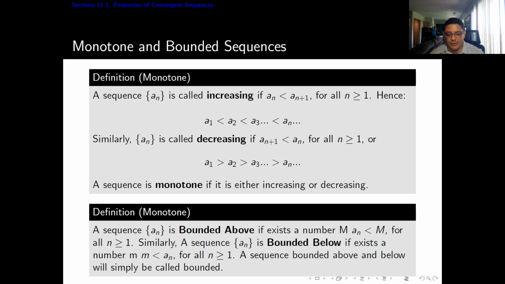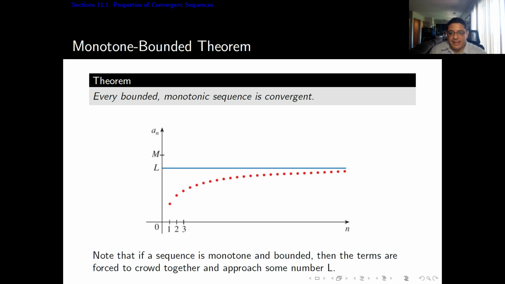Now, what is going to make an increasing or decreasing sequence convergent is if it is bounded. A sequence is bounded above if there exists a number M so that a_n is always less than that number M for all n bigger than 1, and is bounded below if there exists a number so that the sequence is always bigger than that number for all n bigger than 1. A sequence that is bounded above and below is simply called bounded. When we have these two things together, bounded and monotone, that implies convergence. So every bounded monotonic sequence is going to be convergent.